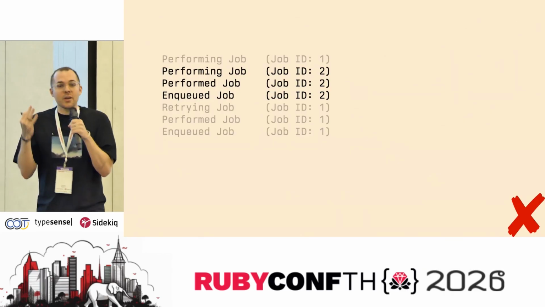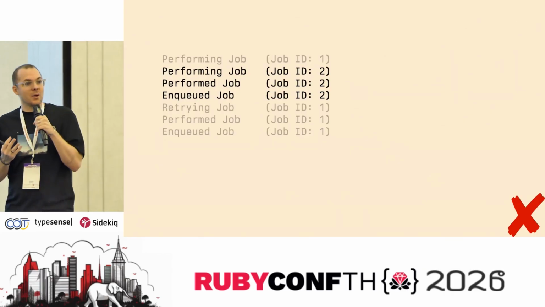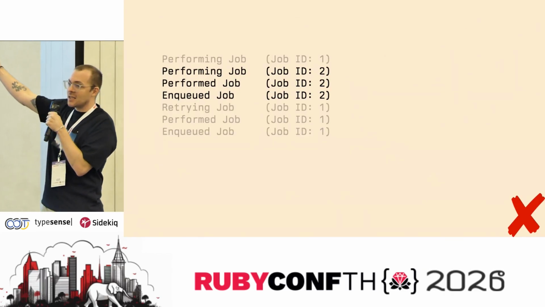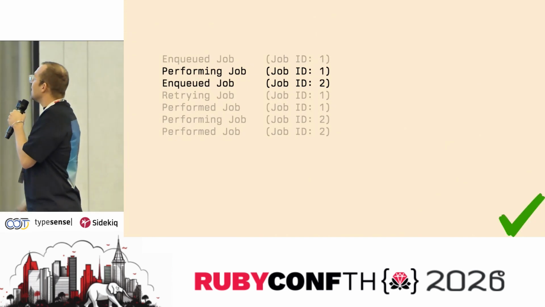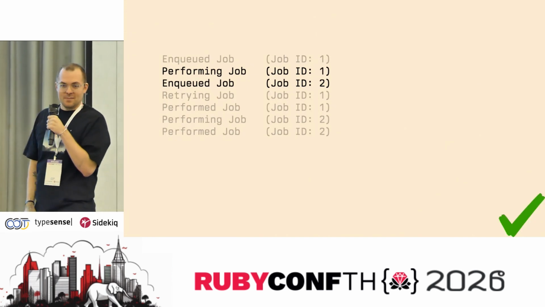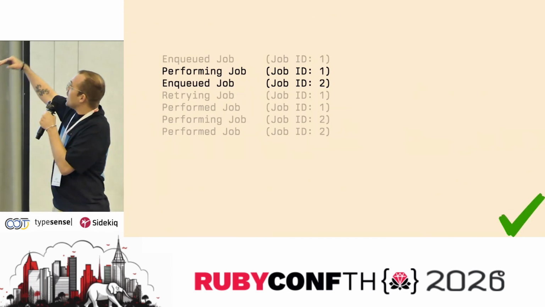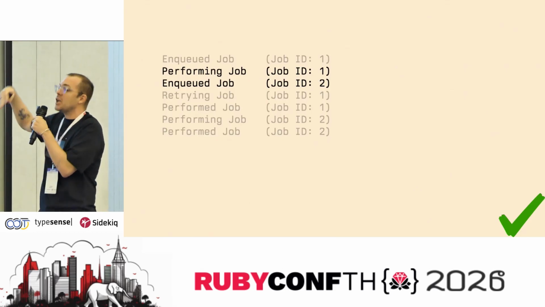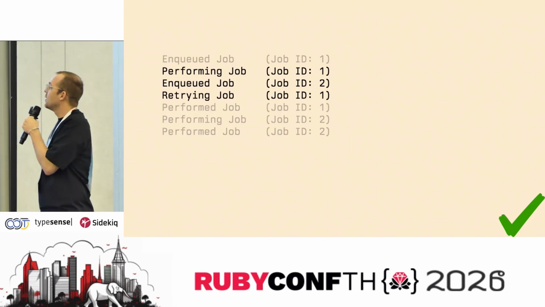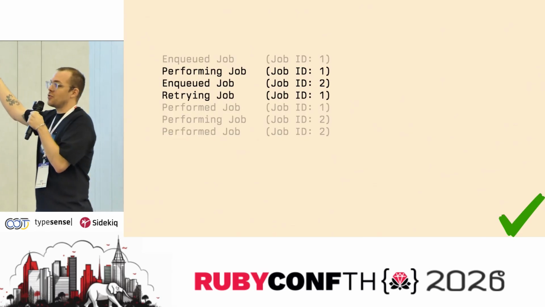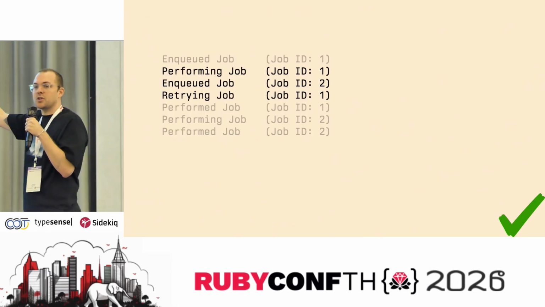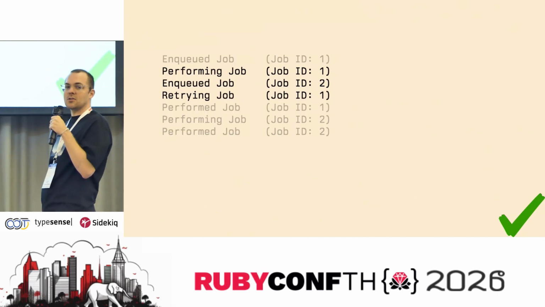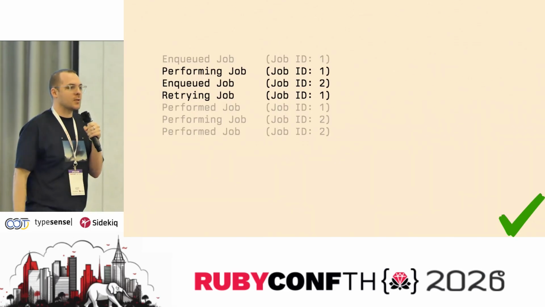So how can we test retries without having nonsense? This is what we want. We want to enqueue the job, start performing the job, enqueue the retry, and then start retrying it. This is what production will do. This is what we want our tests to do. How do we make our tests do that?